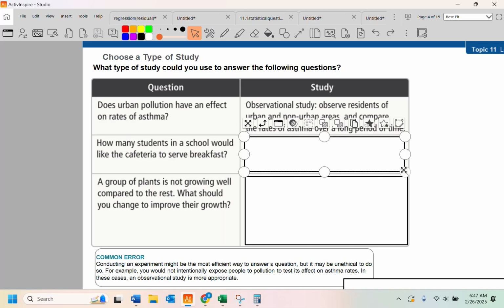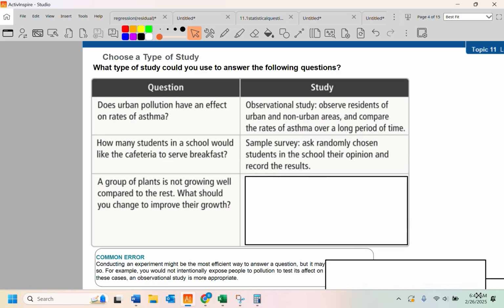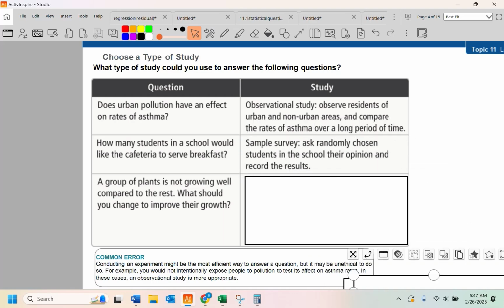How many students in a school would like the cafeteria to serve breakfast? I would suggest a survey. Just take a survey. That would be what I would think. I was right. How about that? I agree with your textbook. Ask randomly chosen students in the school and pay attention to that randomness. Ask randomly chosen people their opinion and record the results.